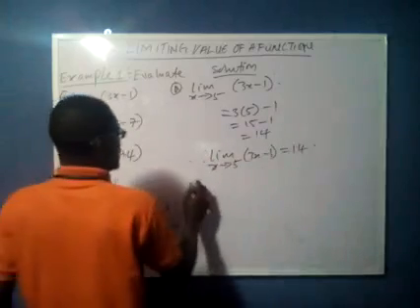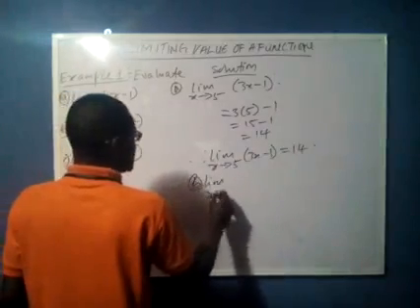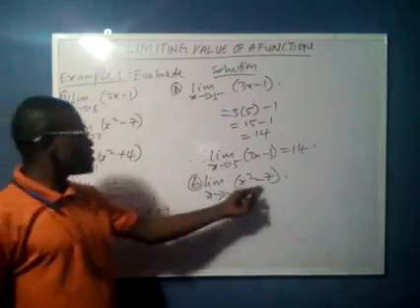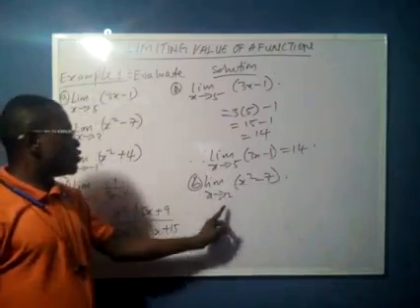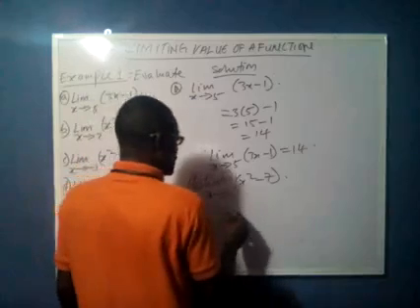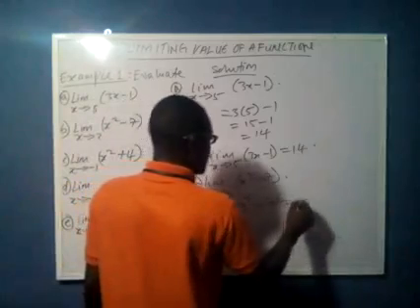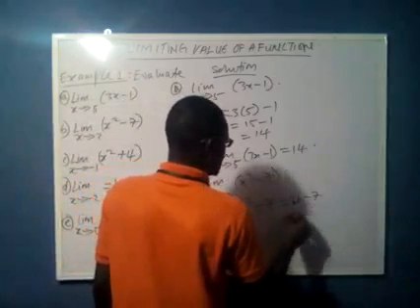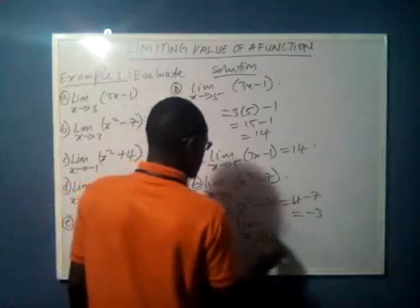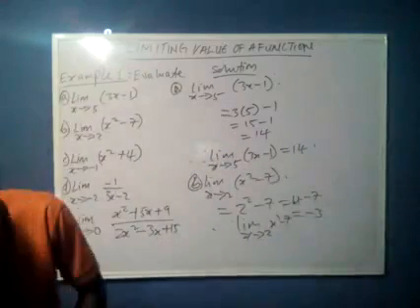The same way, in the second question, we have the limit as x tends to 2 of x squared minus 7. X squared minus 7 is in its simplest form. Definitely, we can easily substitute 2 into this function. Then we have 2 squared minus 7, which gives 4 minus 7, which is equal to minus 3. So the limit as x tends to 2 of x squared minus 7 is equal to minus 3.